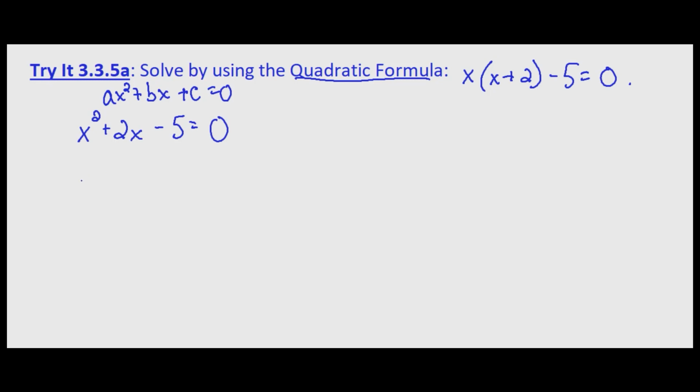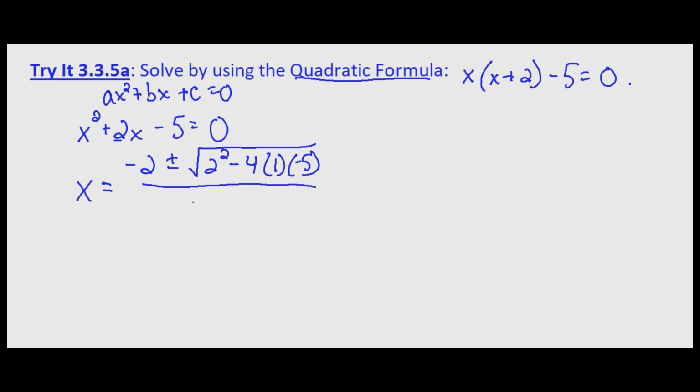We can substitute that into the quadratic formula and solve for x. Simplify to solve for x. So x equals negative 2 plus or minus the square root of b squared, so 2 squared, minus 4 times 1 times negative 5. And that's all over 2a, so 2 times 1. So now we just continue to simplify.